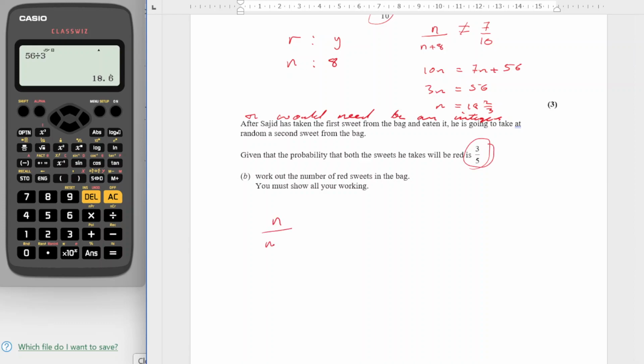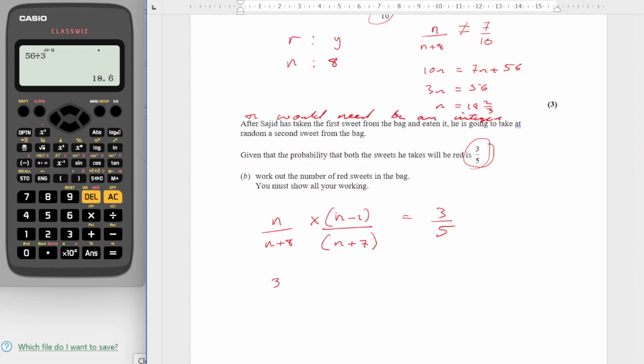So n over n plus 8, that's the probability of him taking one the first time. The second time, the probability of him taking a red sweet now would be n minus 1 over the number of sweets left in the bag, which would be n plus 7, because there'll be one less. And we're trying to show that that can be equal to 3/5. Looking for a shortcut for this, I can't really spot one. So what I'm going to do is cross multiply and tidy.